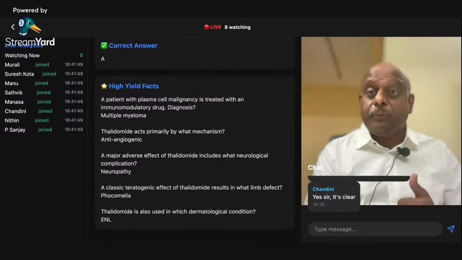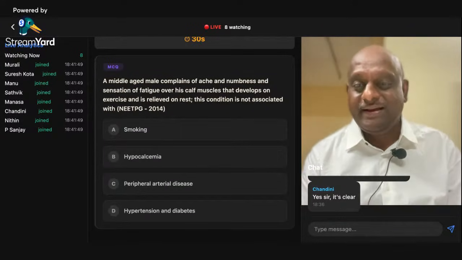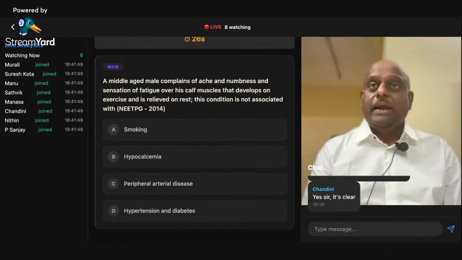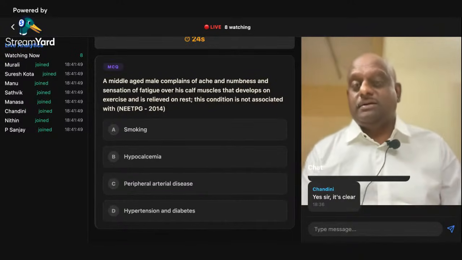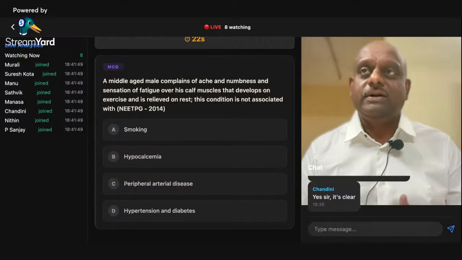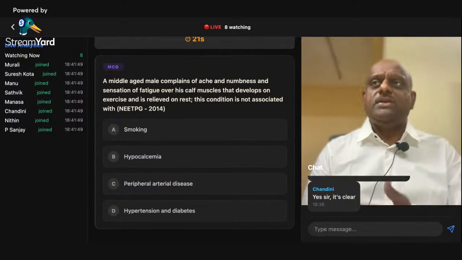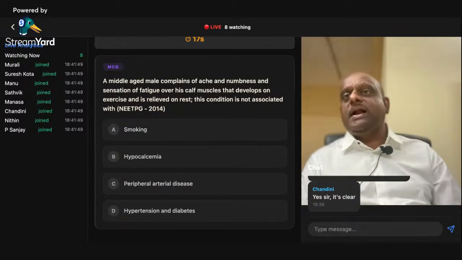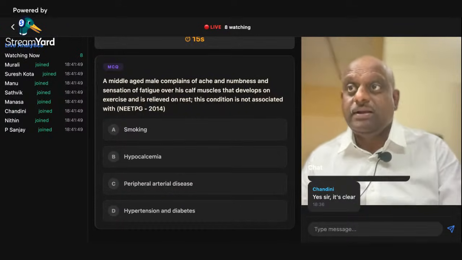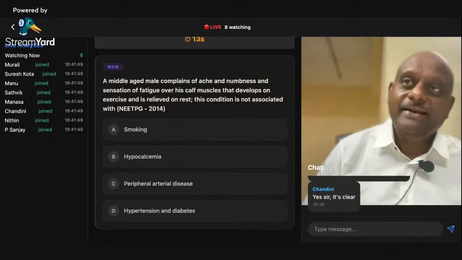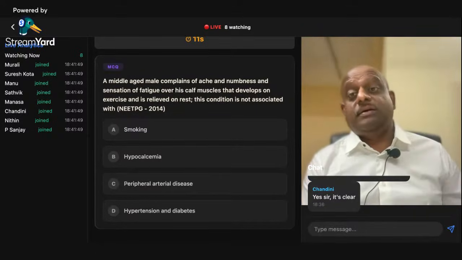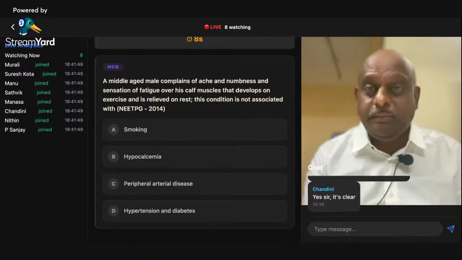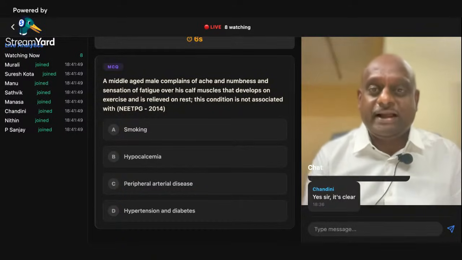Erythema nodosum leprosum is the place where, in leprosy type 2 reaction, we use thalidomide. A middle-aged male complains of ache, numbness and a sensation of fatigue in the calf muscles. What is this condition due to, doctor? It is more on exercise and relieved on rest. Very important clue. Who is going to give me the correct answer?